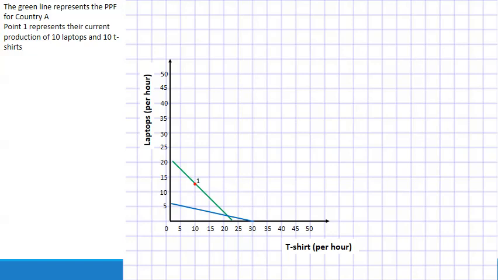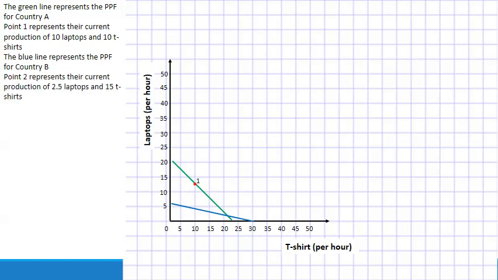Now the blue line is the production possibilities frontier for country B. Point 2 represents their current production of 2.5 laptops and the 15 t-shirts, which is right there, that 30 minutes and 30 minutes. So at this point, you can clearly see the production possibilities curves for both country A and country B and where they're located. Now, point 3 is going to represent the laptop production for country A after trade. So it's up here, 0 t-shirts, but they're producing 20 laptops.